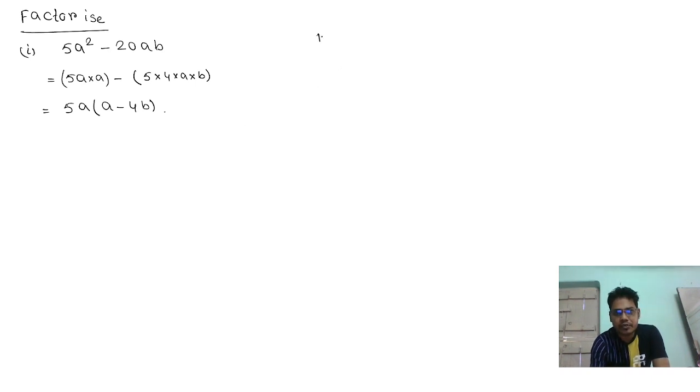Okay, now come to the second one. A little bit, three terms will be there, but let's check with two terms first. 36a cube b minus 60a square bc. Now if you look, you can see that in these two, 36 is divisible by 12 and 60 is also divisible by 12. So you can take 12 common.